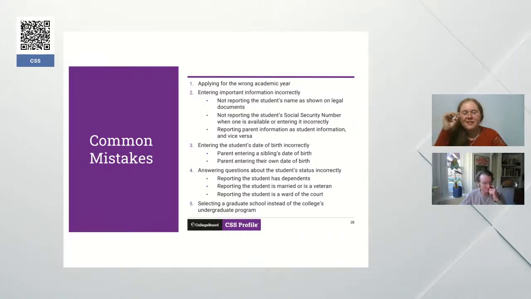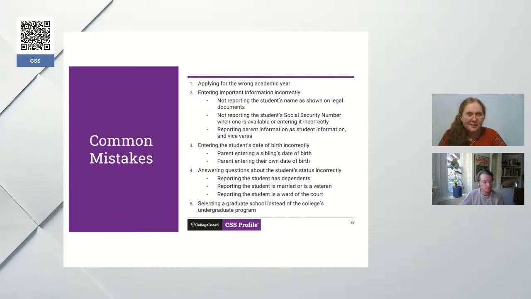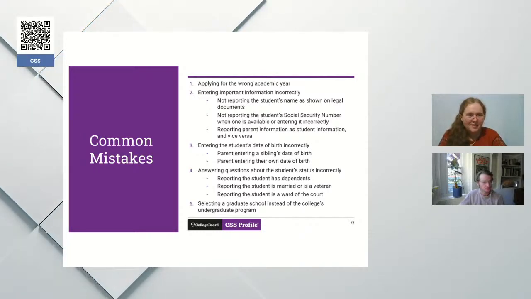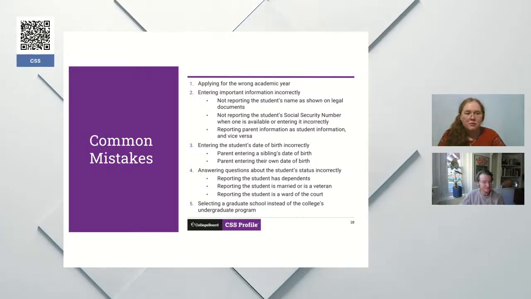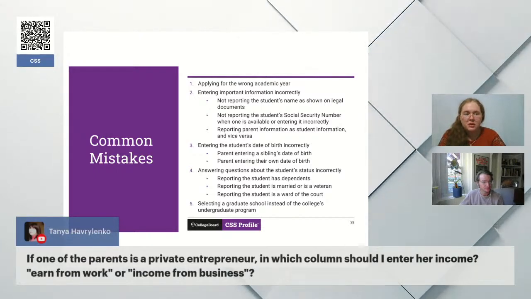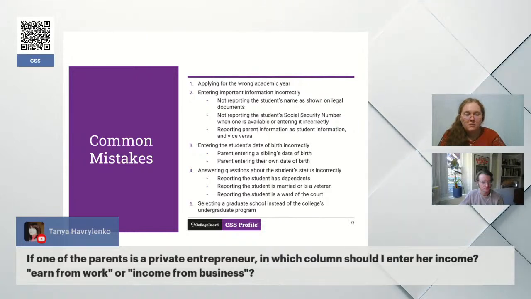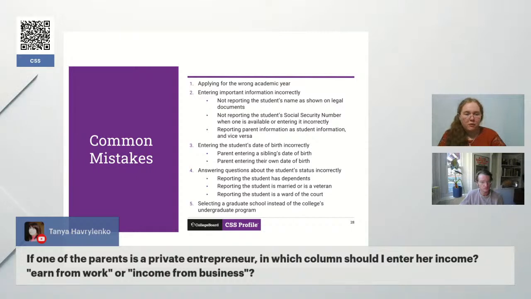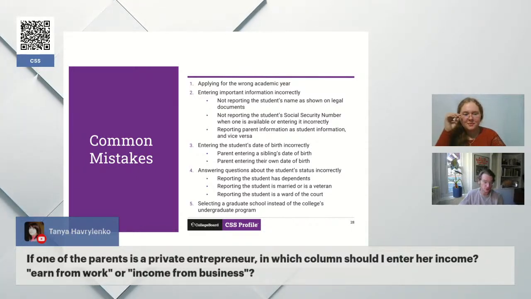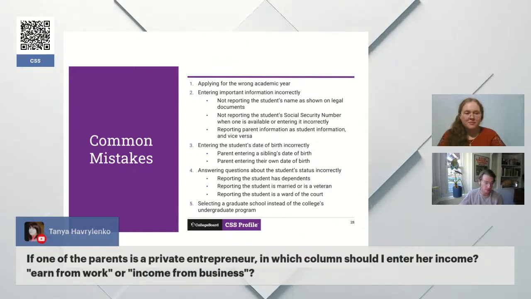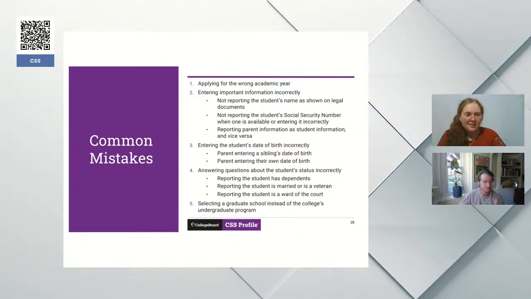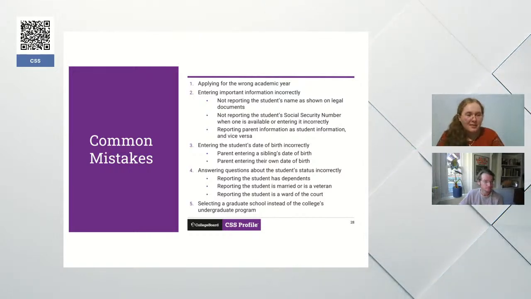Thank you so much for your answer, Matthew. And we've actually got another question from Tanya. So Tanya, thank you so much for being so active today. And Tanya is wondering, if one of the persons is a private entrepreneur, then in which column should she enter her income, earn from work, or income from business? Great. So as a private entrepreneur, she's the business owner, then it would be income from business. Wonderful. Thank you so much for your answer. And thank you, Tatiana, once again for your lovely questions.